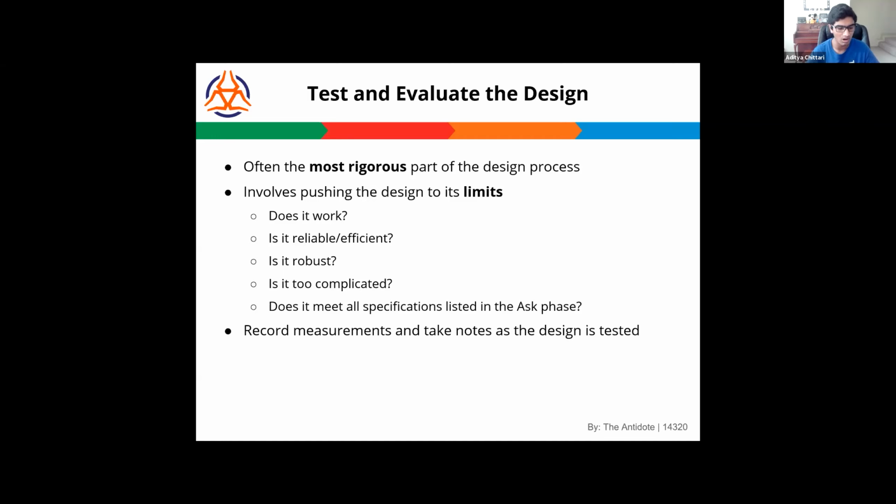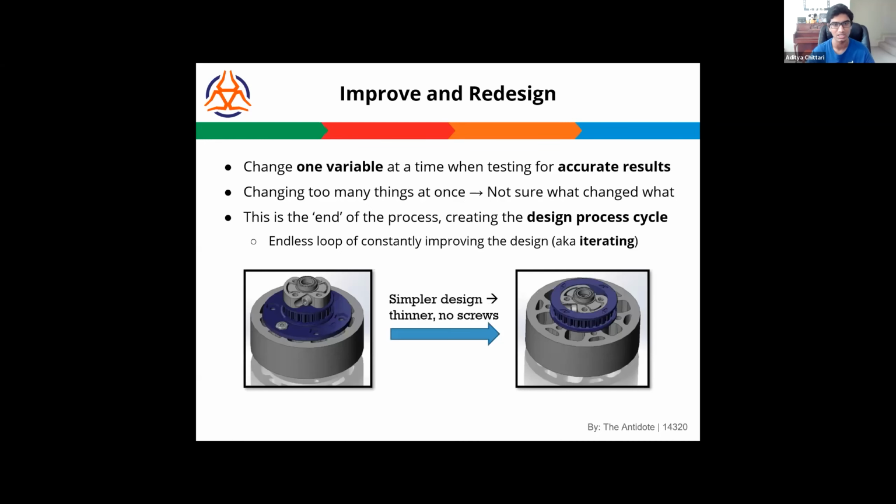But sometimes there are simpler ways to do certain tasks. And usually the simpler mechanisms are easier to repair and easier to work with on the actual robot. We also recommend taking measurements and taking notes as your design is tested, so you can see what needs improvement for the next step of the design process, which is your step 6, the improving and redesigning phase.